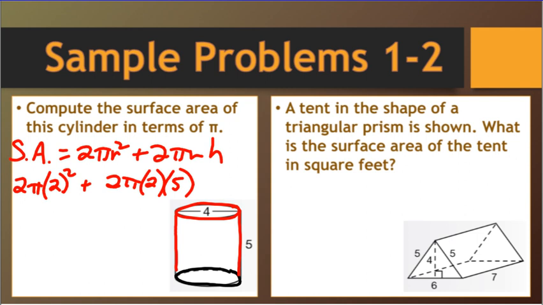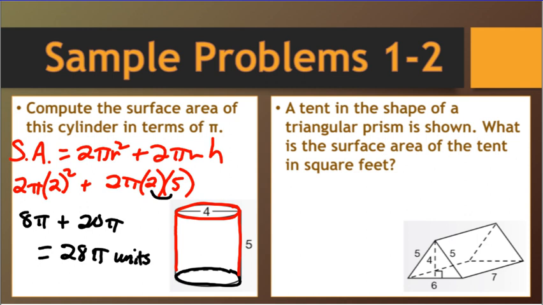So 2 pi 2 squared would be 4 times 2 is 8 pi, plus 2 times 5 is 10, 10 times 2 is 20, so I have 20 pi. And I would add those two together and we would get 28 pi, and we don't have units, so this would be just units squared.